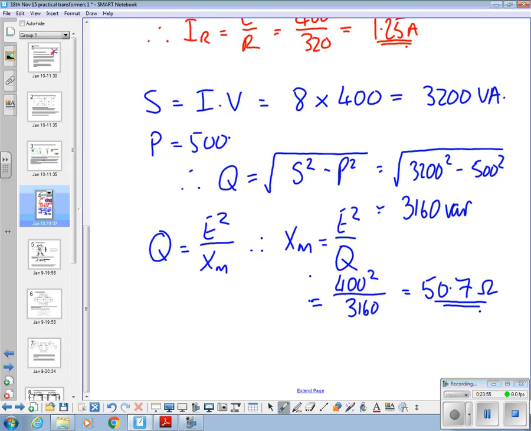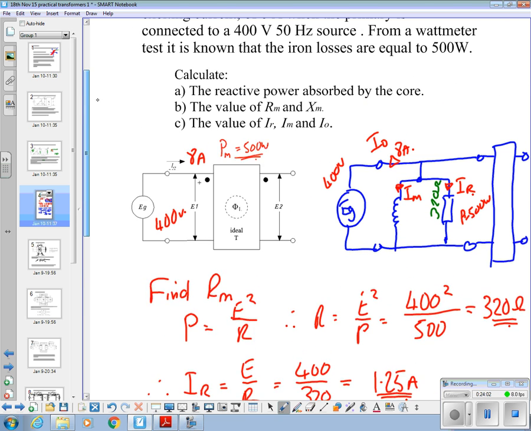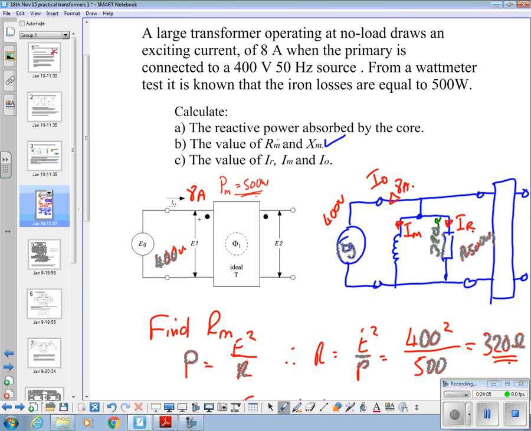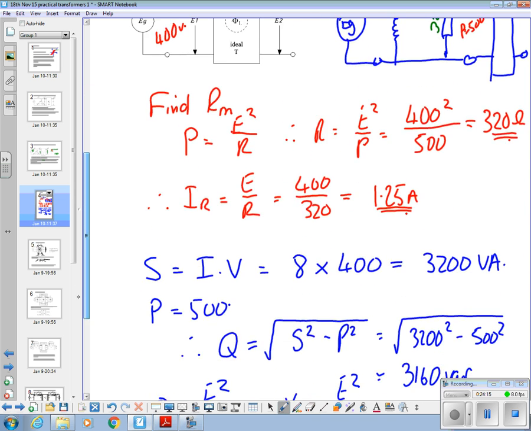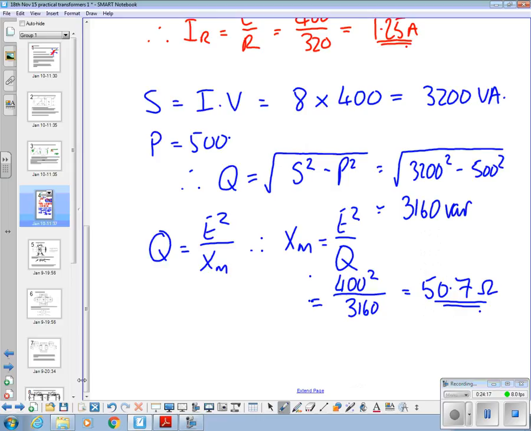Now we know Xm. What else can we find? So we're looking at our list of asks. We've got that. We've got that. We've got IR. We've got the reactive power, that's Q. We just calculated that. So do you see why I asked for that first now? Because we needed that to find Xm. But it doesn't really matter what order you do them in. So the last bit is what?